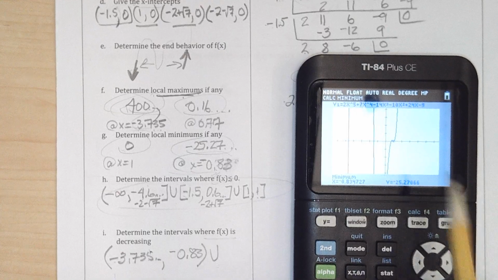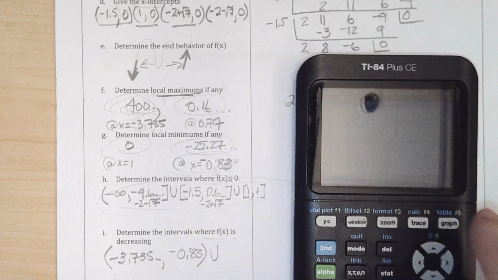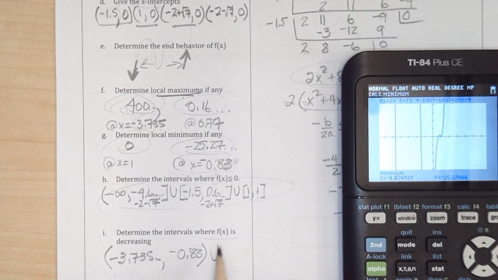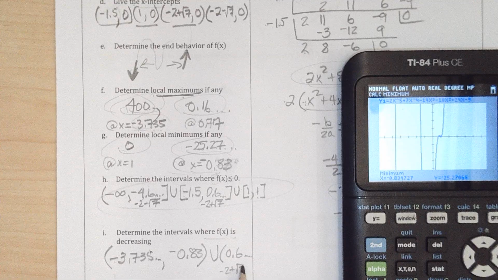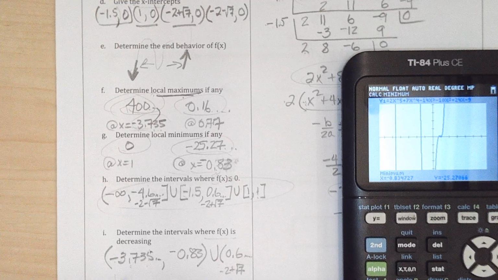Then it increased, and then it had a short decrease in here for a little while, and so we got to get that. So it was 0 at, going back there, 0.6 something. This was minus 2 plus the square root of 7. This was nope, that wasn't that one either.